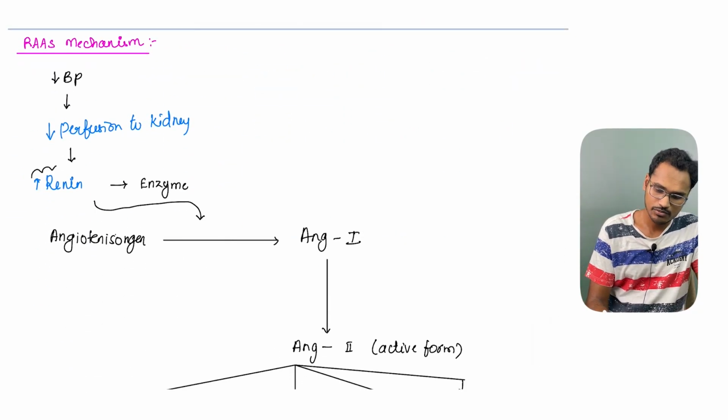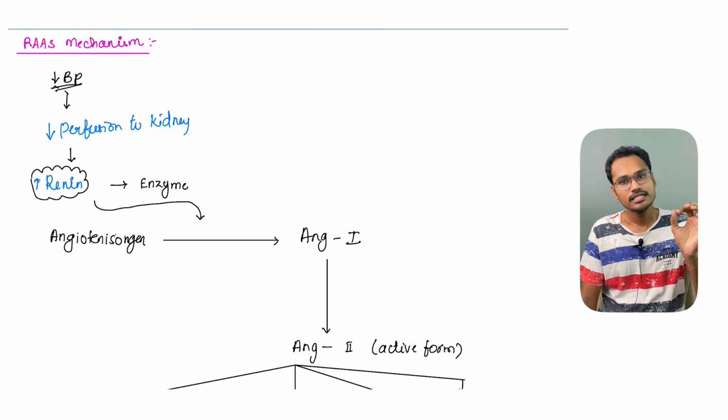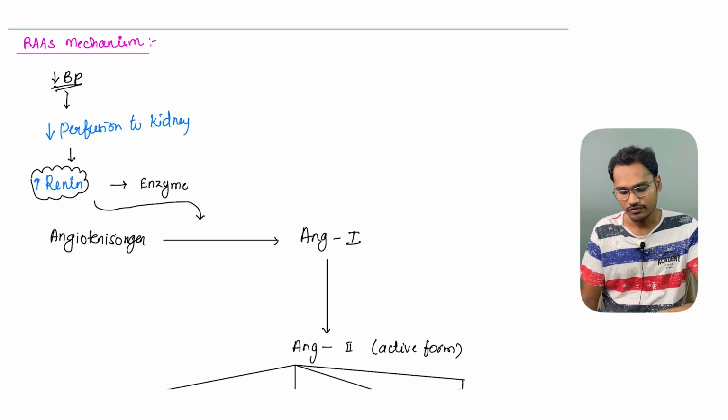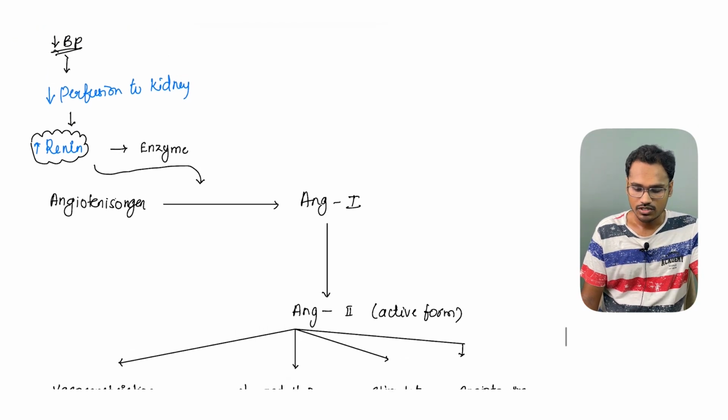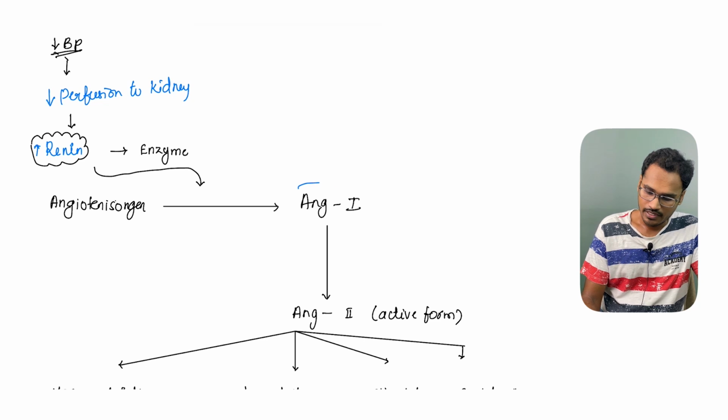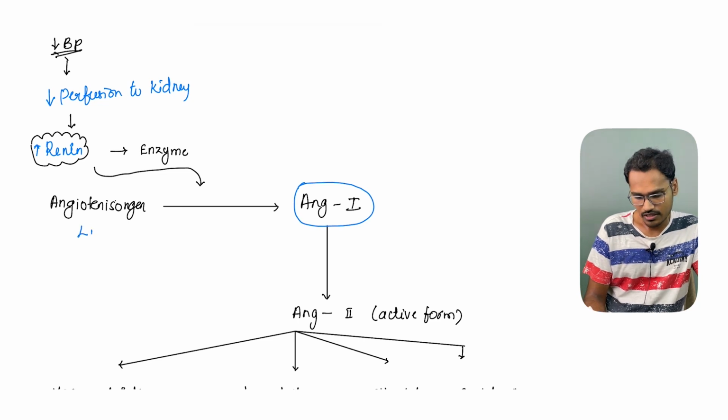So the renin will be produced. So renin, when will it be produced? Whenever there is hypotension, decrease in BP. This renin is an enzyme which will convert angiotensinogen into angiotensin 1. Where is this angiotensinogen produced? It is produced from the liver.